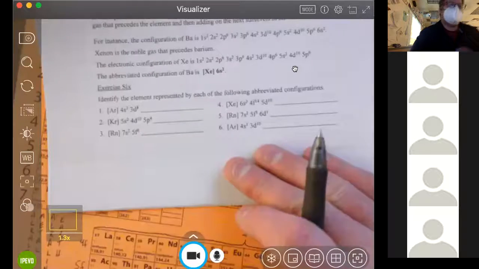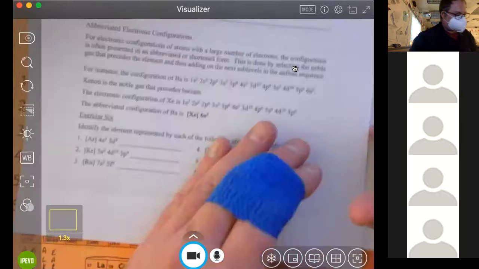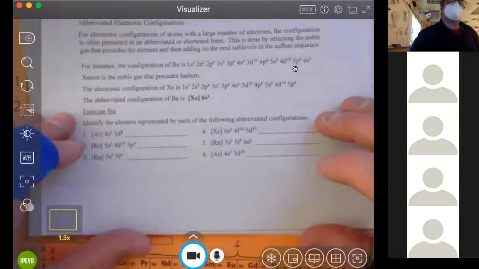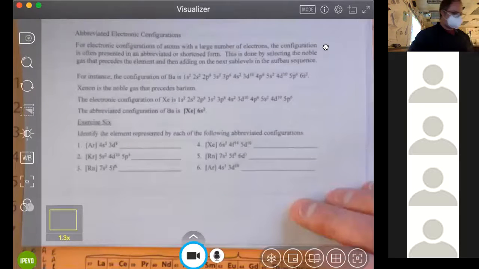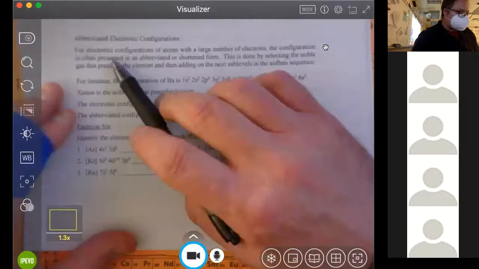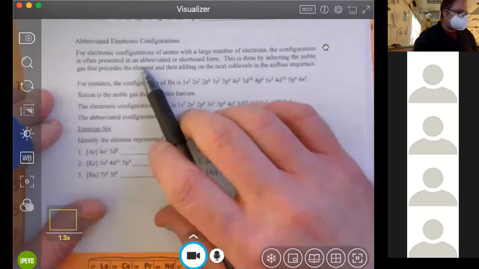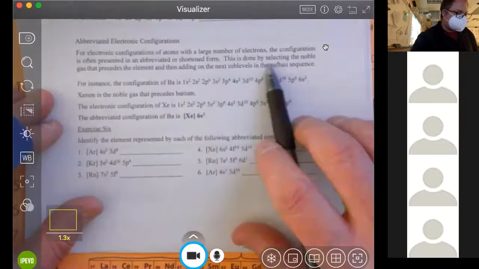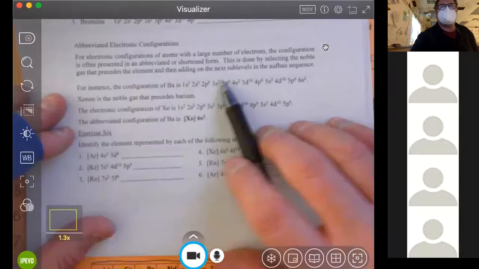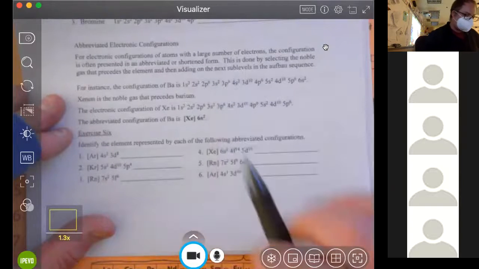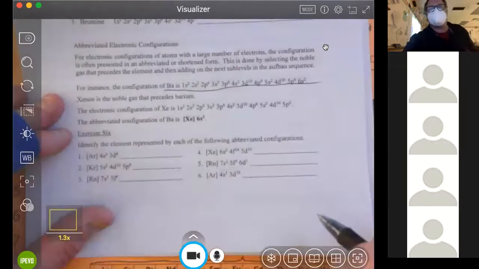The last thing we want to do today is the noble gas or abbreviated configuration. For electron configurations of atoms with a large number of electrons, the configuration is also presented in abbreviated form. This is done by selecting the noble gas that goes right before the element and adding on the next sublevels in the alpha sequence. So here's barium. That's a big old thing.